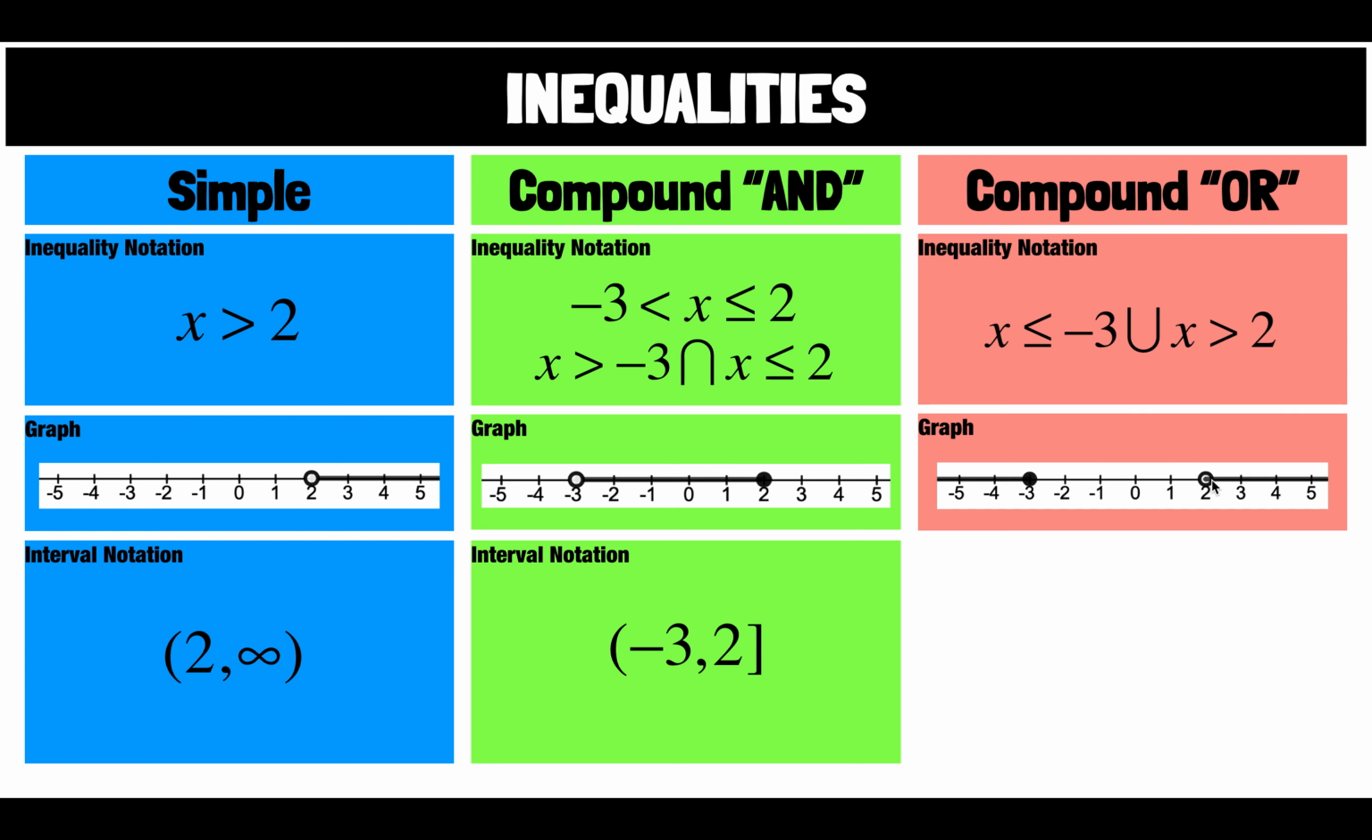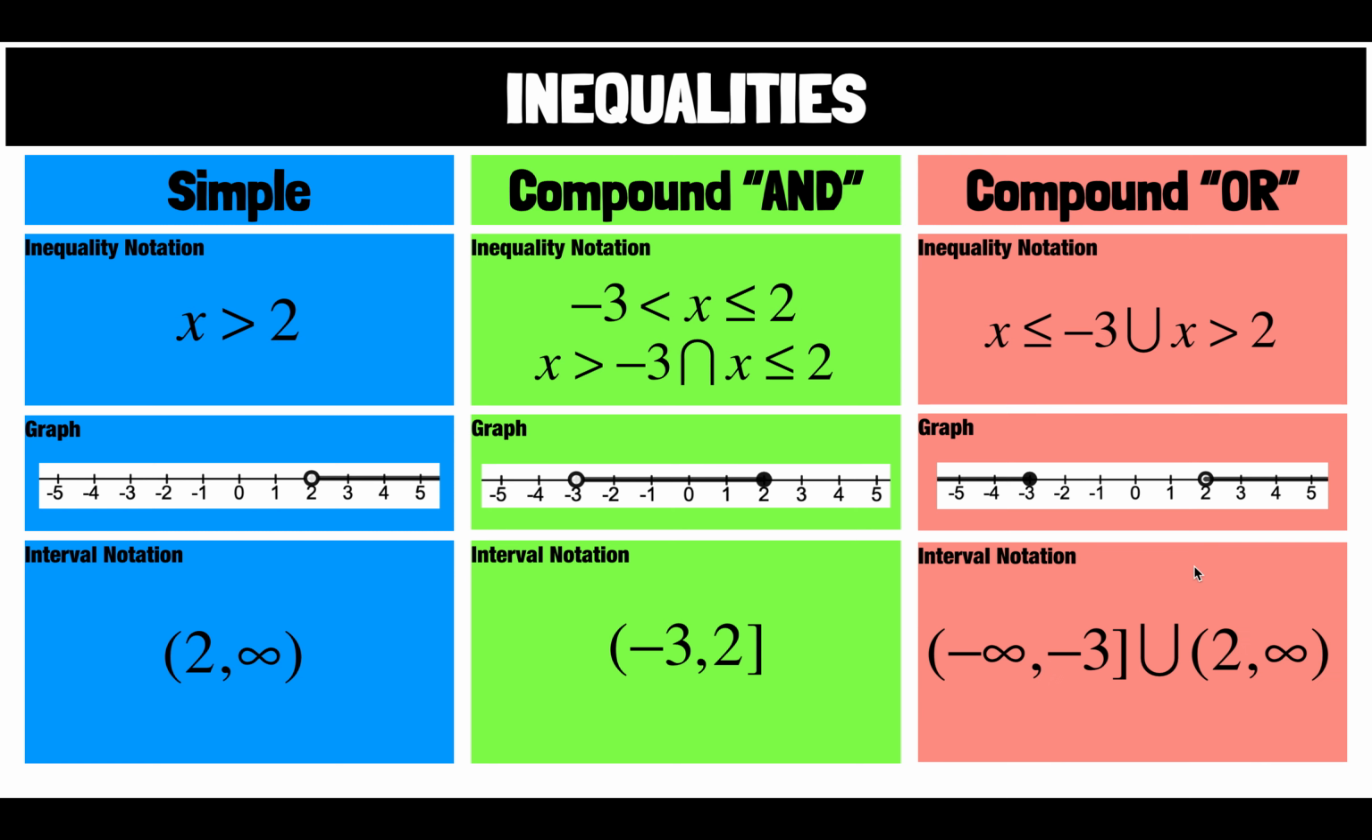When you have an or inequality written in interval notation, it has to be separated. There is no way to write interval notation as one interval. It has to be two, because we know that the number could be between negative infinity up to negative 3, inclusive on negative 3, or we know that x could be greater than 2, which means it could be from 2 not inclusive to infinity.